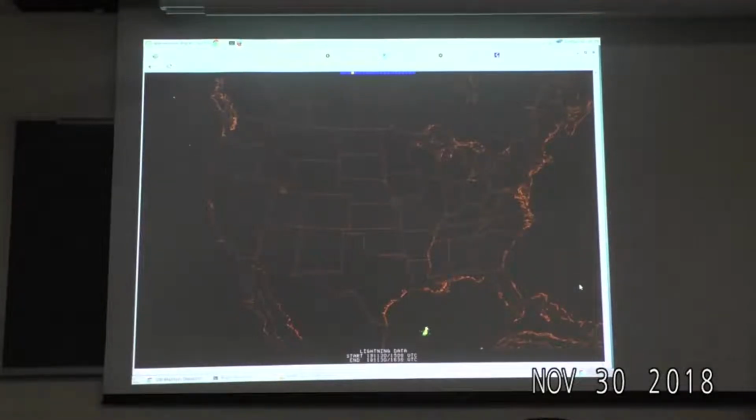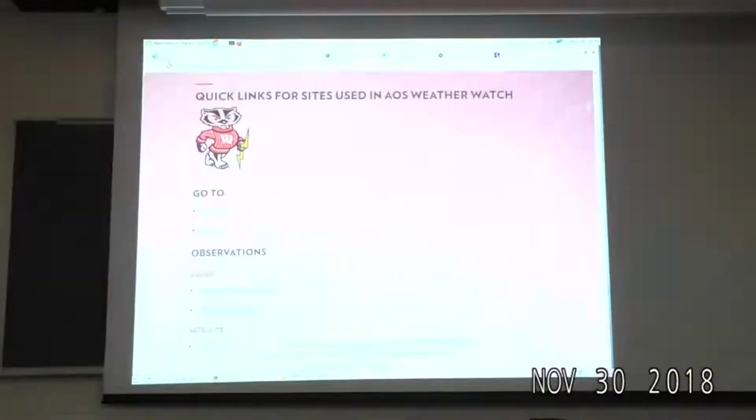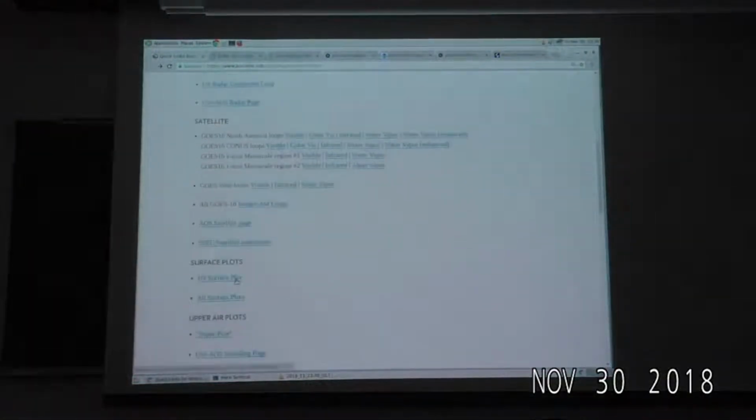Okay, let's go next to the surface map. We'll start in the upper Midwest, look around here, and then we'll broaden the picture.